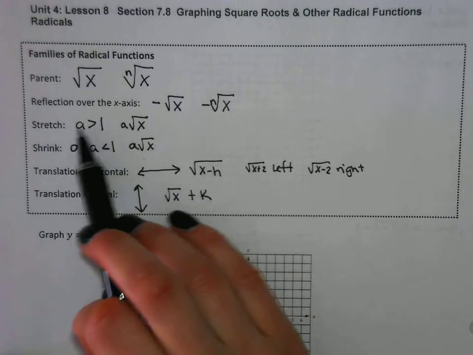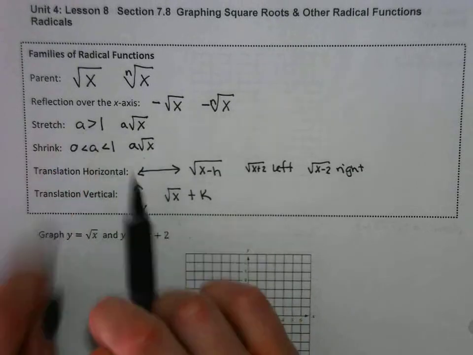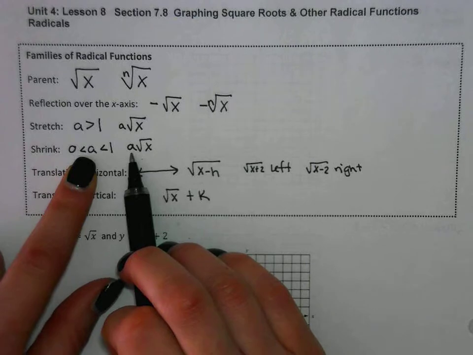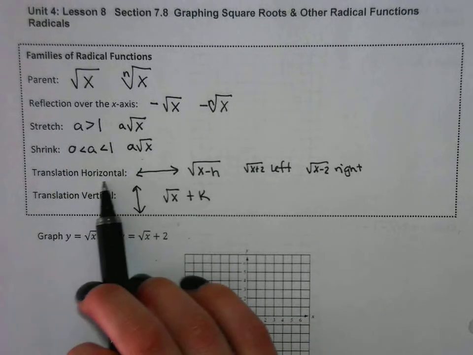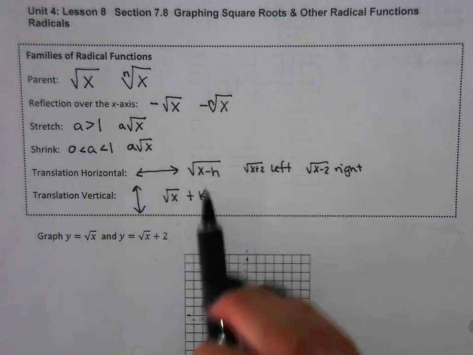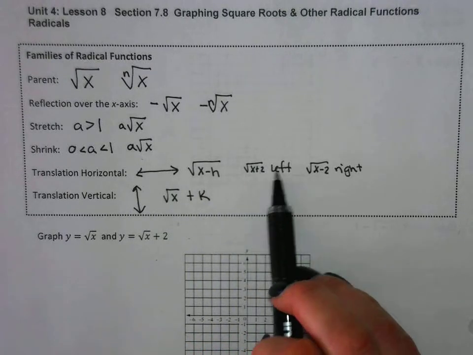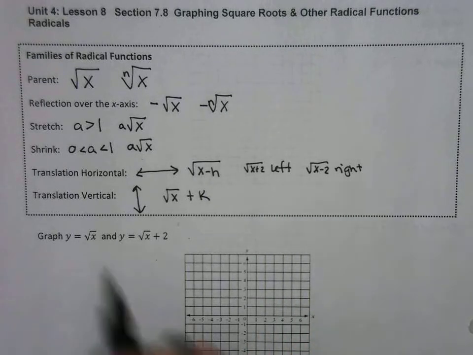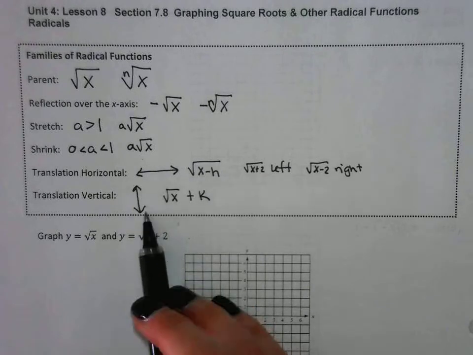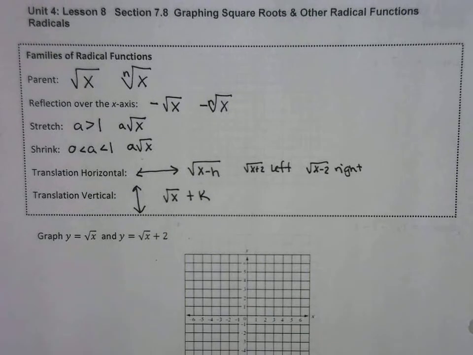Stretch means it's getting bigger, which is when our a value, the coefficient in front, is greater than 1, and it's going to shrink if it's larger than 0 but less than 1. A horizontal translation, meaning moving left and right, is when we have the square root of x minus h, where if we're adding, we're going to be moving to the left, and if we're subtracting, we're going to be moving to the right.